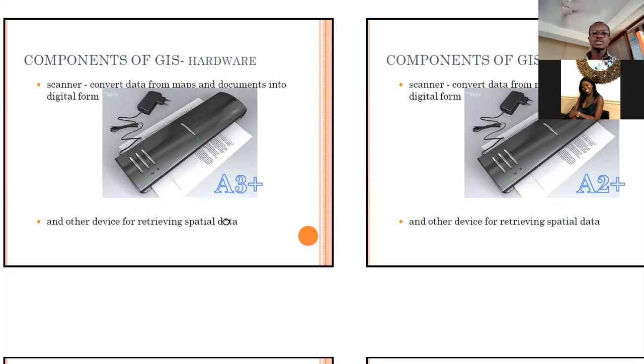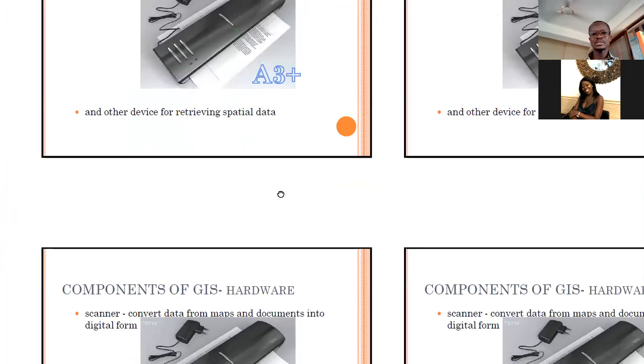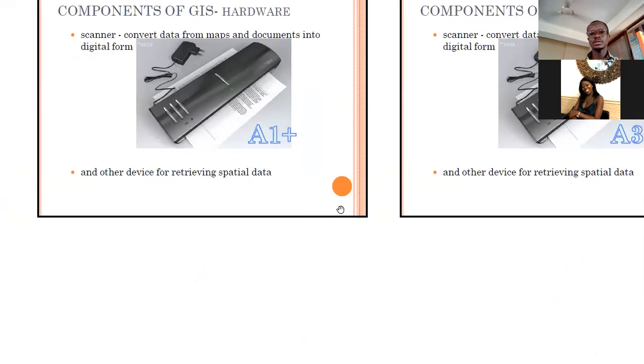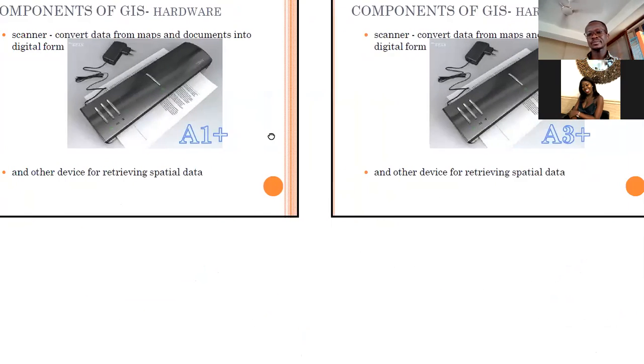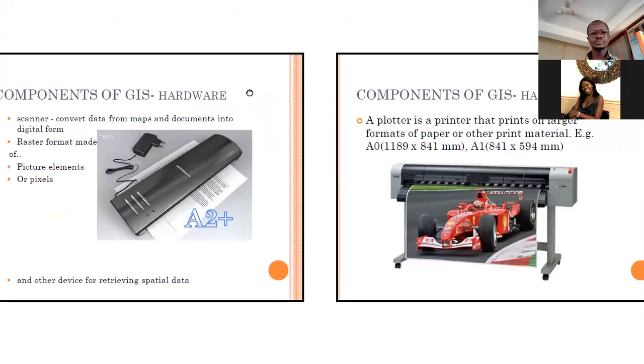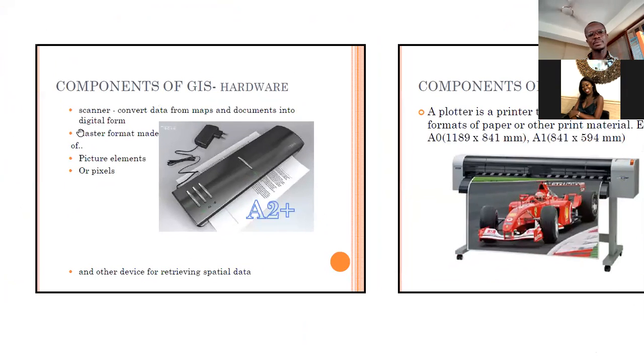All right. So here, different paper sizes can be scanned, as you can see in these four pictures. So basically, that's that. Then again, you see the word raster showing up in this corner.